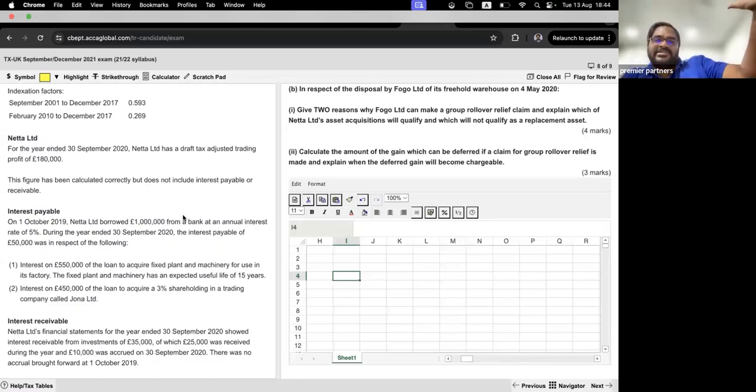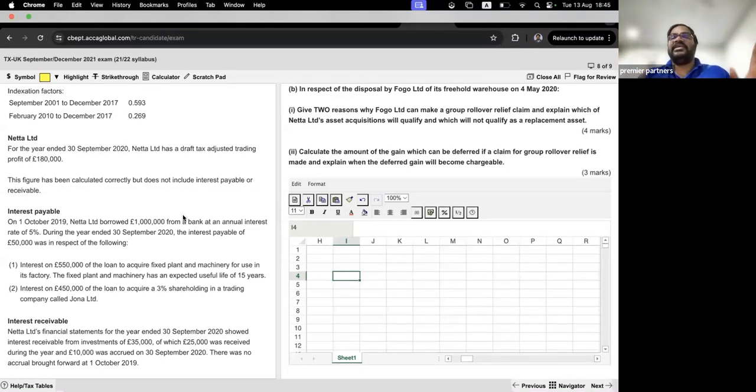So few points. One, why is the group rollover relief coming into the picture? We have to clearly say Netta is a fully owned subsidiary of FOGO. Therefore, at group level, we can consider the ROR. Point number two, we have to check what assets were acquired by Netta during the period. We have fixed plant and machinery, which is qualifying for ROR. Since Netta is a fully owned subsidiary of FOGO, this plant and machinery qualifies for group ROR. Same thing we need to interpret about the shares. Shares are not qualifying. Therefore, for shares, they cannot claim group ROR.